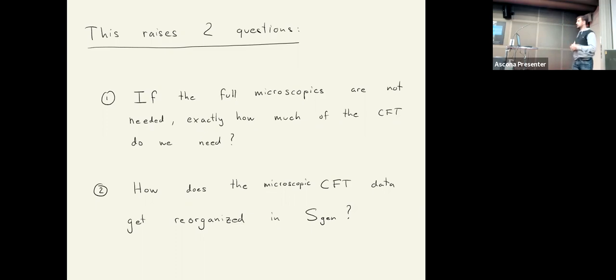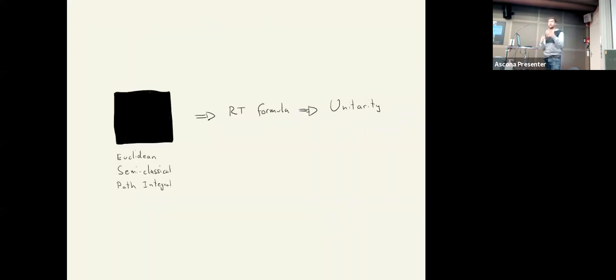And say we manage to answer that question and understand the part of the CFT that's needed for this purpose, you can then ask, well, how does this part of the microscopic CFT data get reorganized into this generalized entropy, into this Ryu-Takayanagi formula? Okay, so here's how you should think about this. There's some black box, which is called the Euclidean semi-classical path integral of gravity. This black box produces the RT formula for you. You apply the RT formula and you see unitarity. But to answer these two questions, you need to go and deconstruct what this black box is.